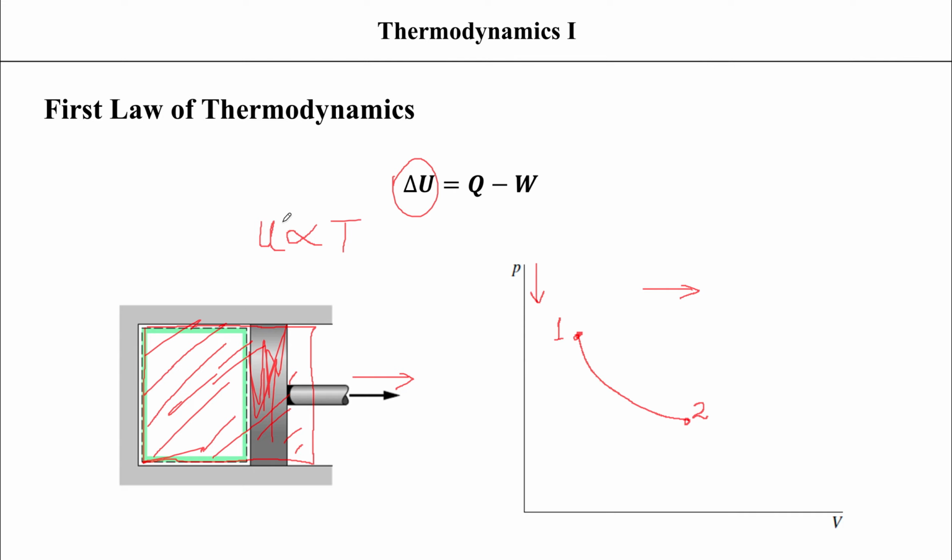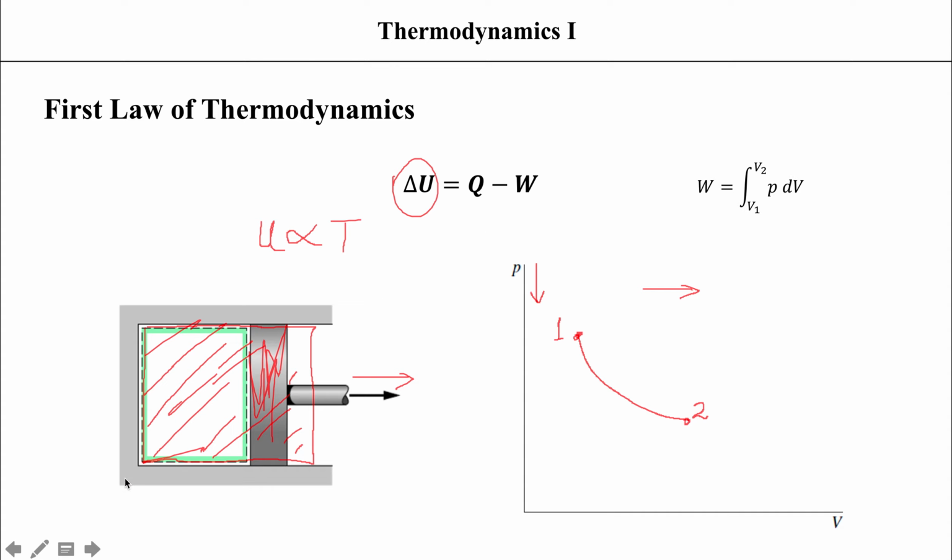So higher temperature means more internal energy within the system. Lower temperature means less internal energy within that system. So when we write this equation, what we really mean is that the change in the internal energy of the system is equal to the energy transferred to or from the system as heat minus energy transferred to or from the system as work, okay?